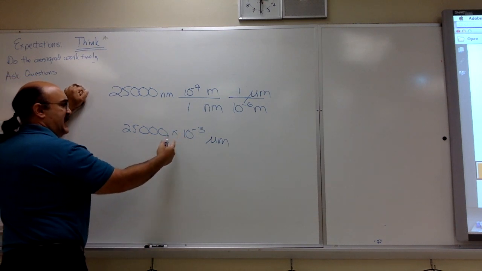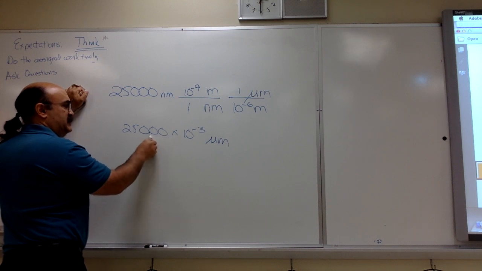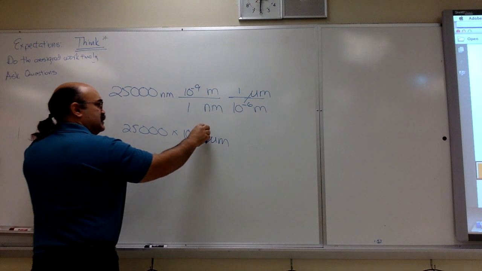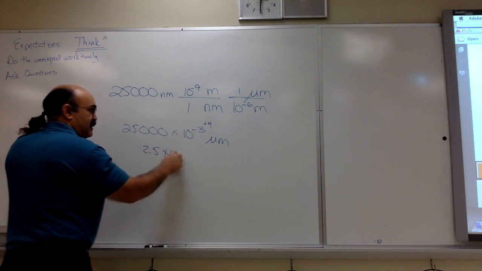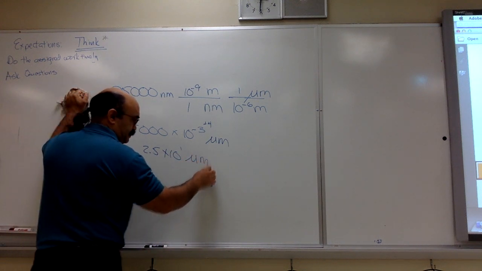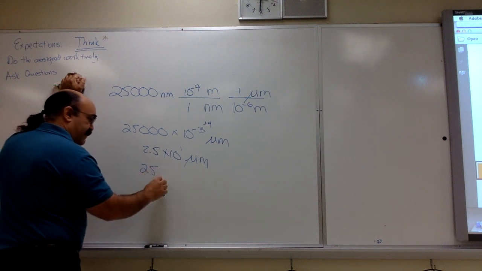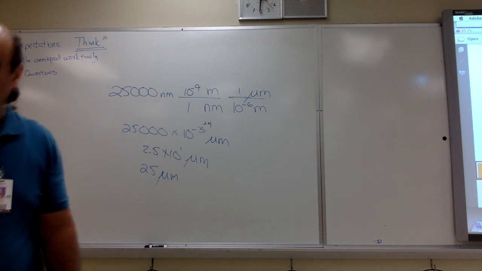This then turns out, if I change this to scientific notation, I go 1, 2, 3, 4 places over, 2 significant digits. So I add 4 to this, and this becomes 2.5 times 10 to the 1 micrometers. Or I could simply write it as 25 micrometers. Yes, no, maybe?